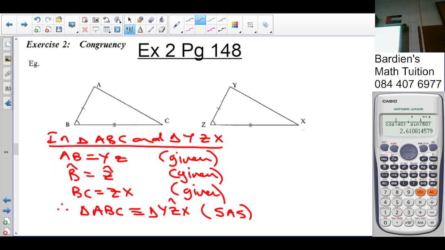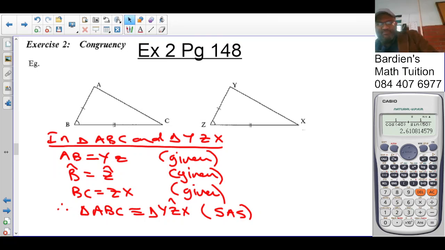You understand? For homework, I would like you guys to do exercise 2. There are 10 sums I want you guys to do. I think it's fairly simple, no? Enjoy the rest of your day, people.